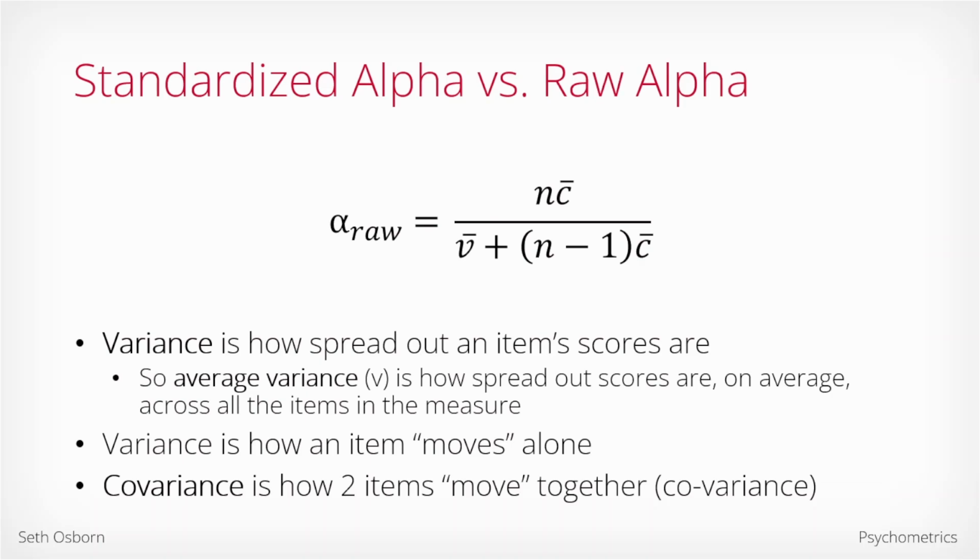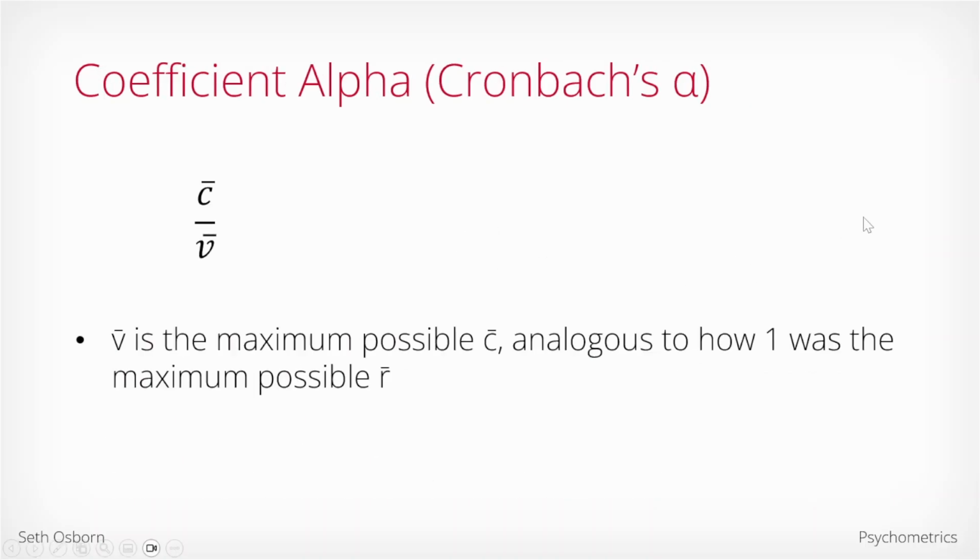You can think of it like this. Think of the variance as being like how an item moves alone. So how scores move, like differences between scores and their mean, the mean of the distribution. Then if you're going with that concept of variance, how an item moves alone, covariance is how scores on two items move together. That's why it's called covariance. It's how two items, well, really scores on two items, move together, how they co-vary. So very closely related concepts.